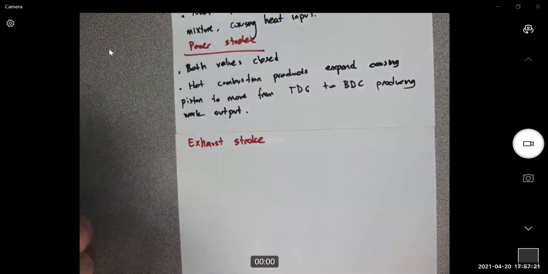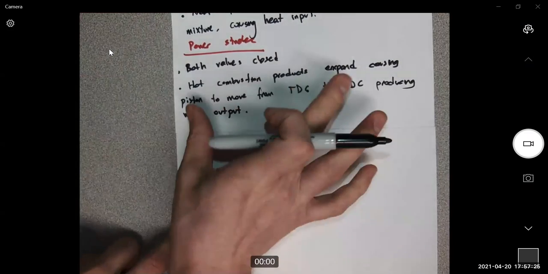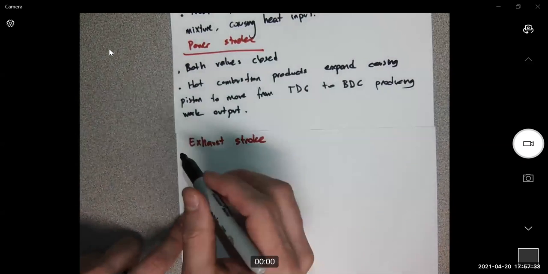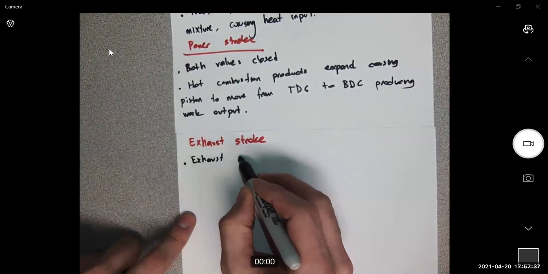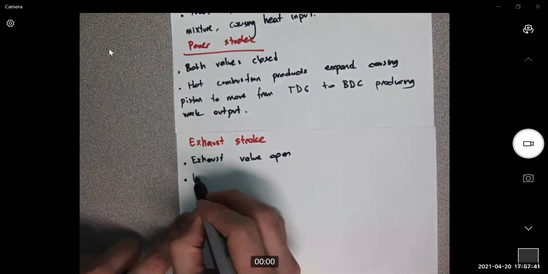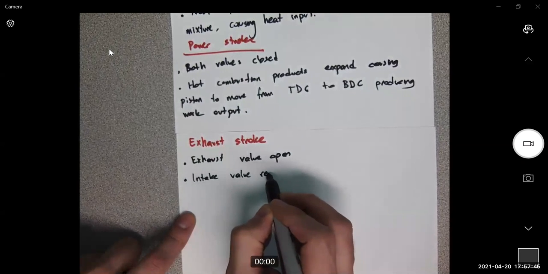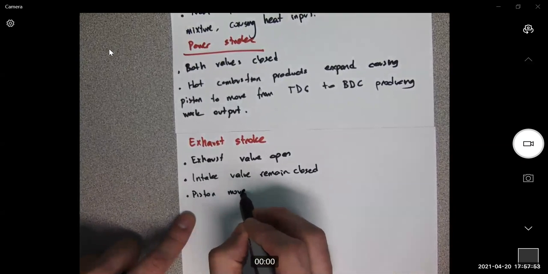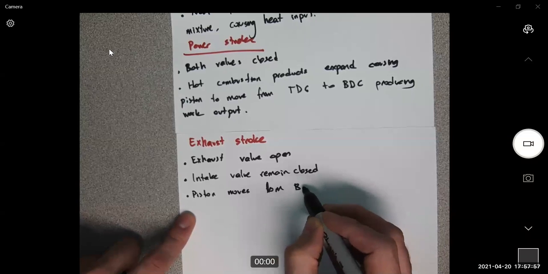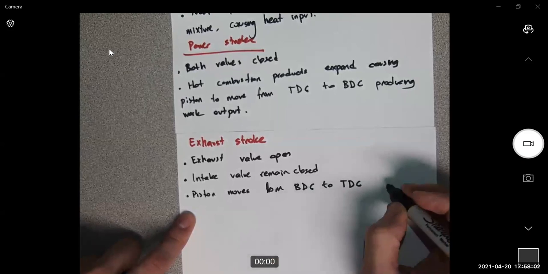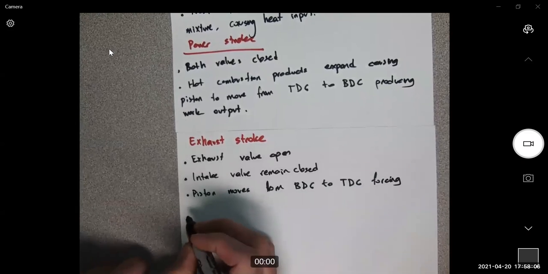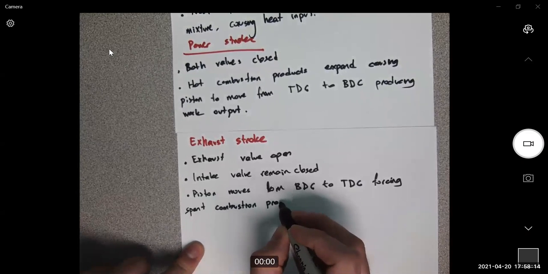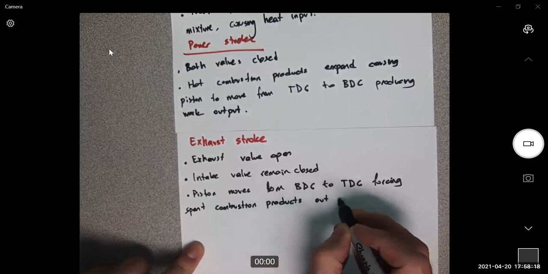Exhaust stroke. After completing power production, now we will exhaust the used mixture. For that, we need to open the exhaust valve. Exhaust valve open. Intake valve closed. And the piston moves from bottom dead center up to top dead center, forcing the combustion products out of the cylinder.